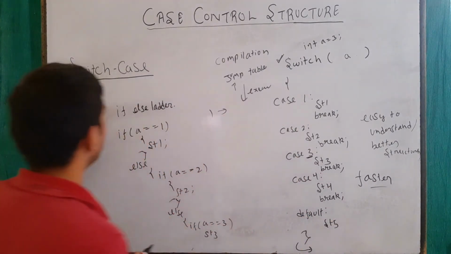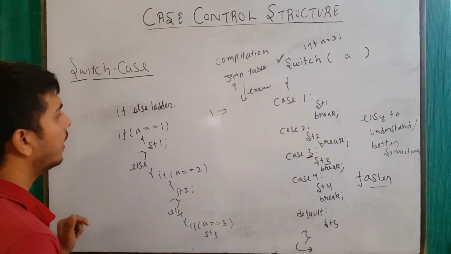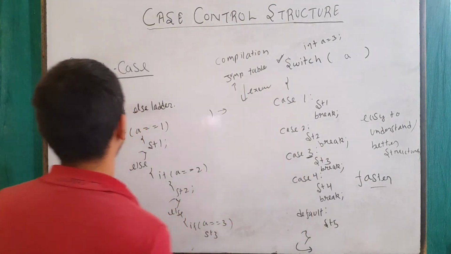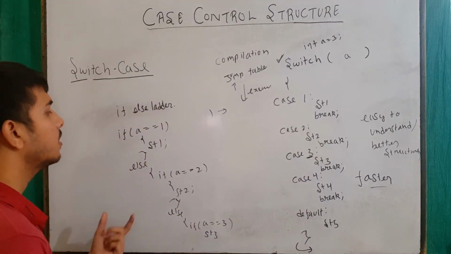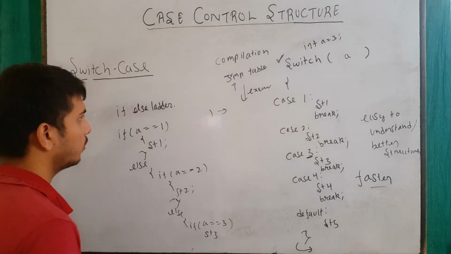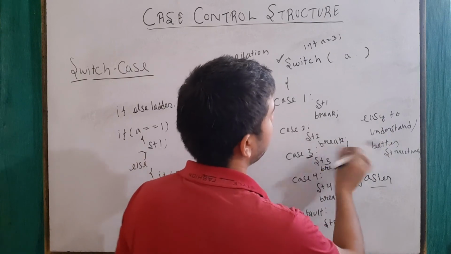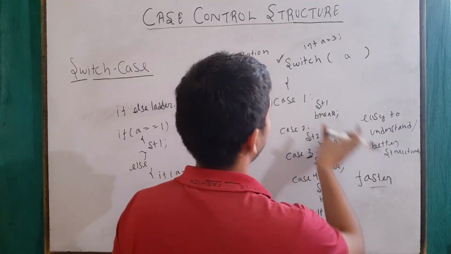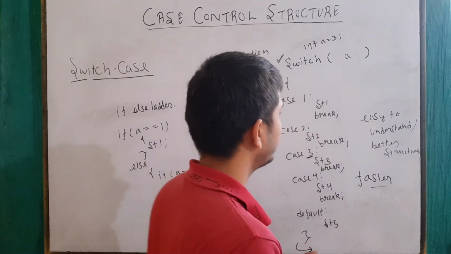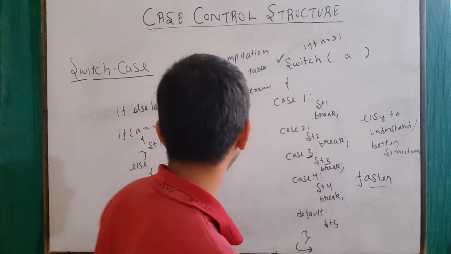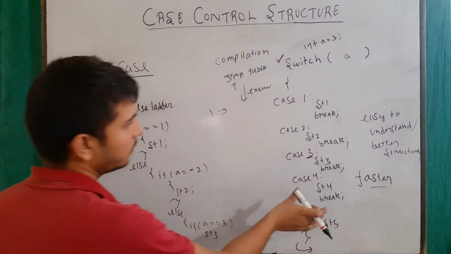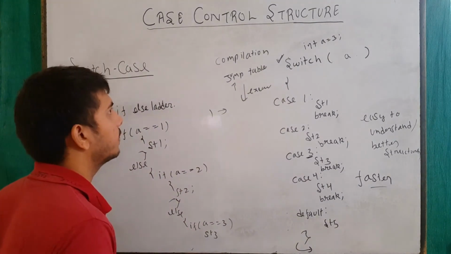But here no such jump table is created, and compared to the switch statement, the if else ladder is generally slow in execution. So also remember that. The two main reasons were that it is easy to understand, or we can say it has a better structure, and it is much more faster than the if else ladder. That's why we use the switch statements, right?